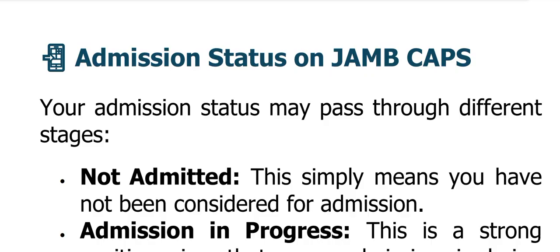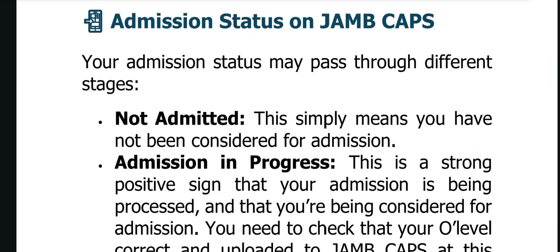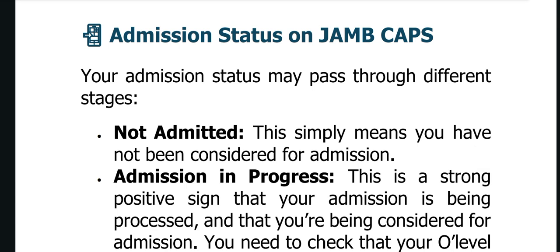So this is an explanation about admission status now. Your admission status on JAMB CAPS will pass through different stages, basically three stages. The first one is not admitted. So when you are seeing not admitted on your CAPS, it means that you have not been considered for admission. That's very clear. Let's just add this: when you are seeing not admitted, it means that you have not been considered for admission yet. It does not mean that you are not going to be considered for admission. So take note of that.